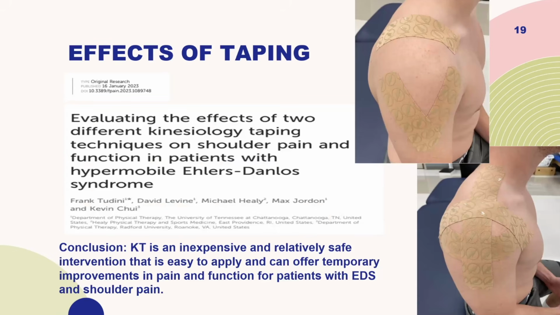So the effects of taping. In a study conducted by Tudini et al., they evaluated the effects of two different taping techniques on the shoulder. And ultimately, it didn't matter which technique you used. The conclusion was that K-tape is an inexpensive and relatively safe intervention that is easy to apply and can offer temporary improvements in pain and function for patients with EDS and shoulder pain.